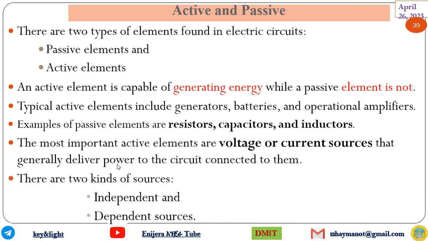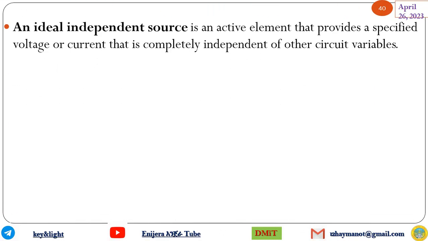So there are two kinds of sources. The most important active elements are voltage or current sources. Sources can be classified as independent and dependent sources. Independent sources are sources that are not dependent on other sources. An independent source is an active element that provides a specified voltage or current that is completely independent of other circuit variables.